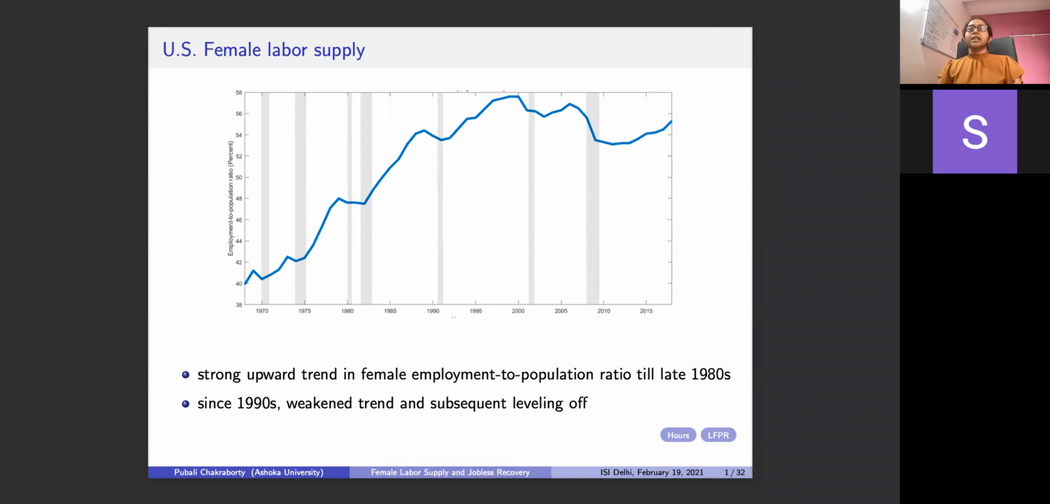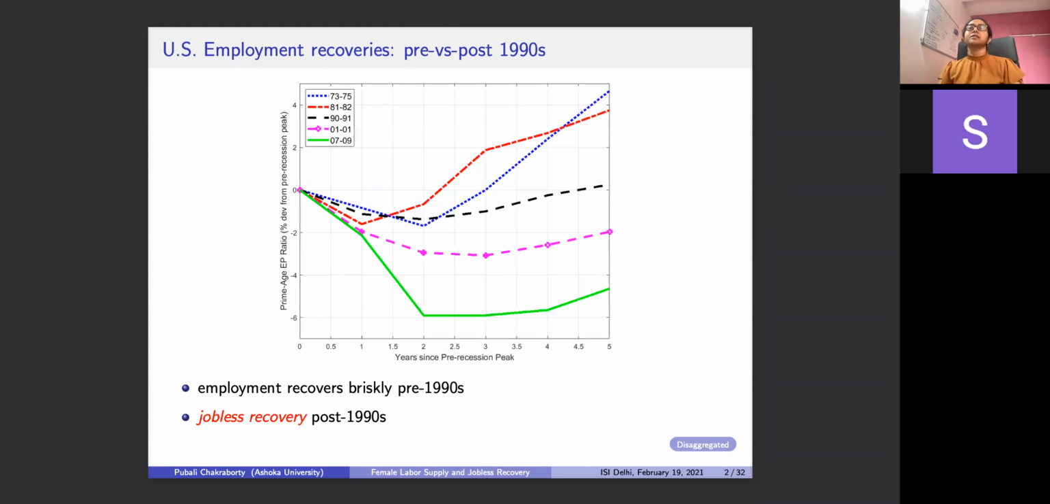So let's look at what the employment recoveries have looked like in the US in the last five recessions. In this graph, I'm plotting the prime age employment to population ratio, and I'm plotting the percentage deviation from what the pre-recession peak was. And each of these lines represents the evolution of employment for a particular recession.